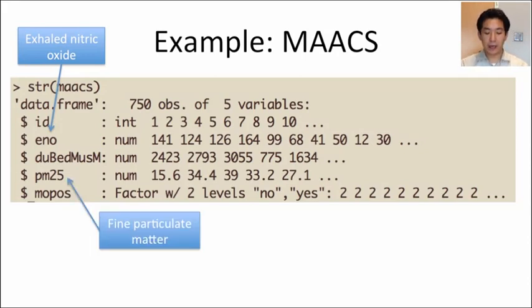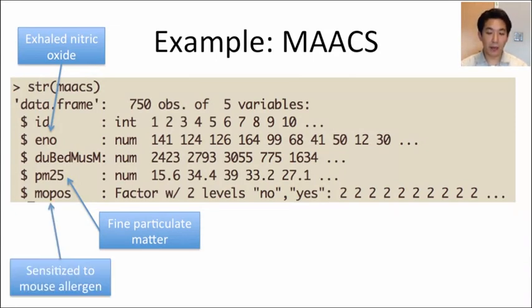The next variable here that I want to highlight is fine particulate matter. This is dust that is less than 2.5 microns in diameter, so it's very fine dust. And the last variable I want to point out here is these mouse positive variables. This is a skin test that the children do, which tells us whether they're allergic to mouse allergen or not.